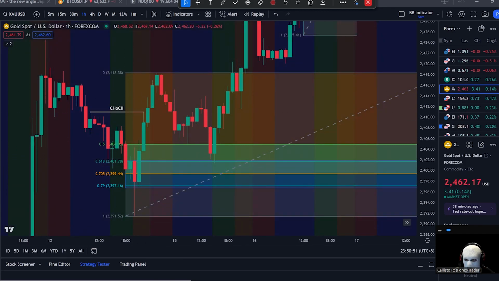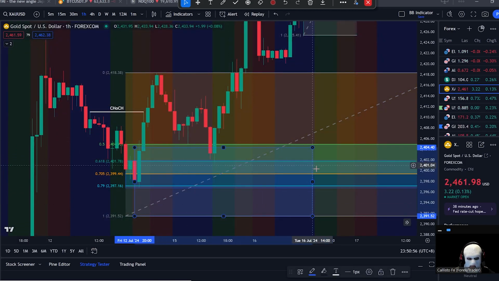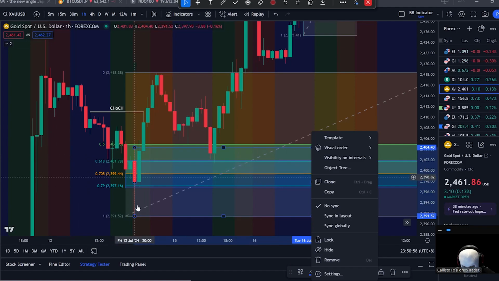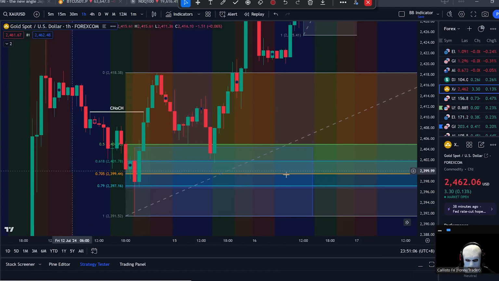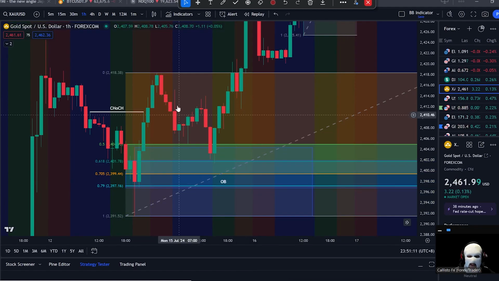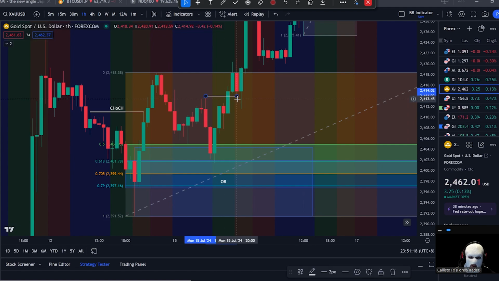And there you have it. You have a 1-hour, bam. The sell to buy that broke structure here, here, and here. So this is where the OB is. Price taps into it. What does price do? Continue to create a change of character.